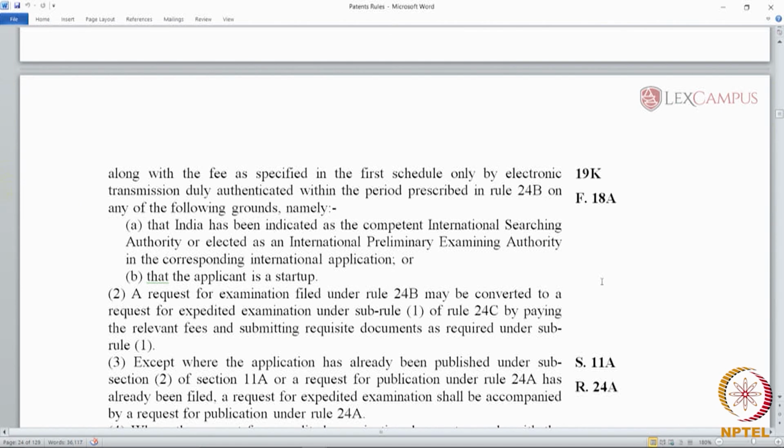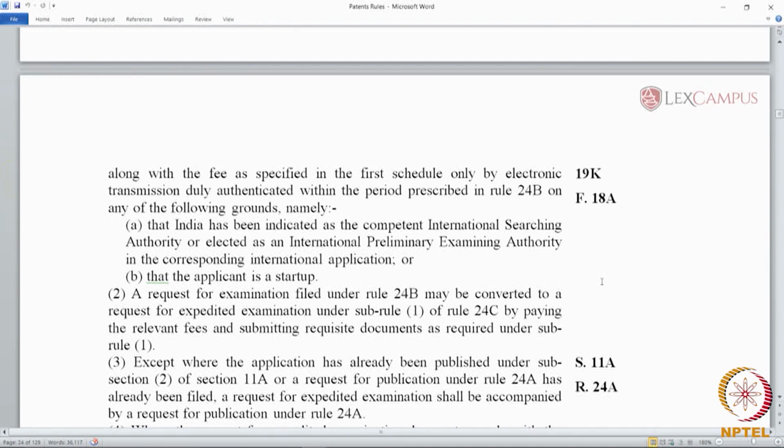India as the international searching authority or the international preliminary examining authority. Now, India is an International Searching Authority as well as an International Preliminary Examining Authority. This was introduced by the Patent Amendment Rules 2013. By this they created the Indian International Searching Authority, that is, Rule 19A introduced the International Searching Authority in India, and Rule 19F created the Indian International Preliminary Examining Authority. So, these two authorities were created by the Patent Amendment Rules 2013.